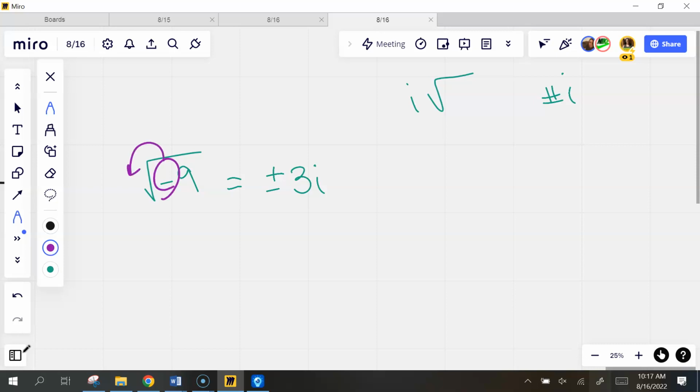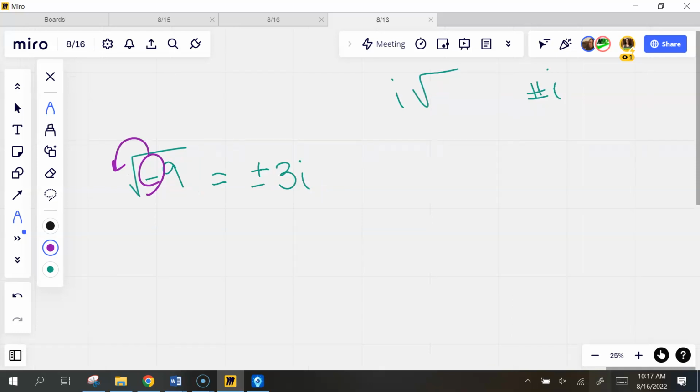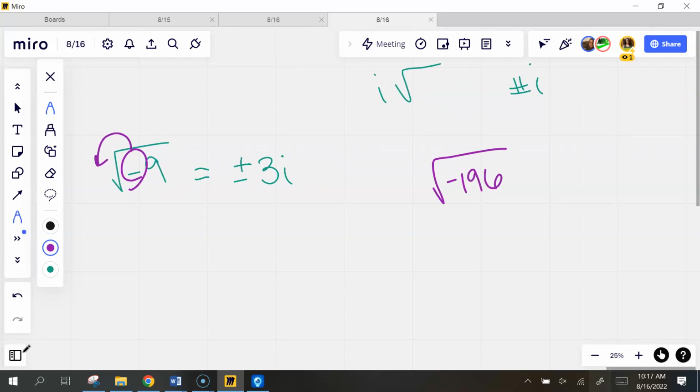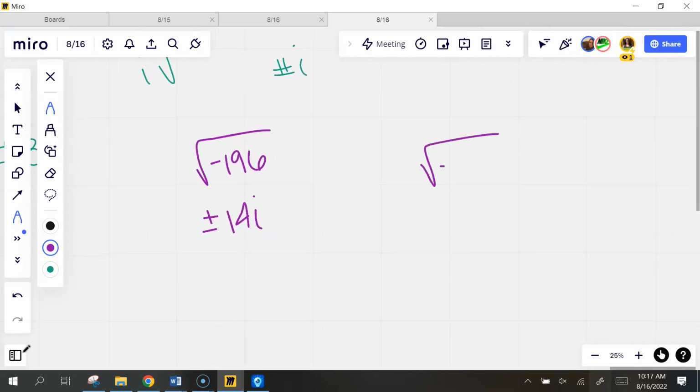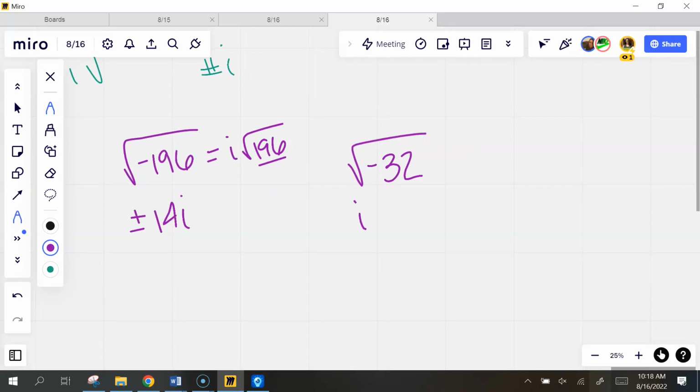Remember, all this is doing is this is coming out and putting an i out there, and then you take the square root the same as you would any other radical. How about this one? Simplify. So you're taking the i out first, and now we're just splitting up the 32. So this is, say it again, 4 and what? That'll be 16. So it's plus or minus.